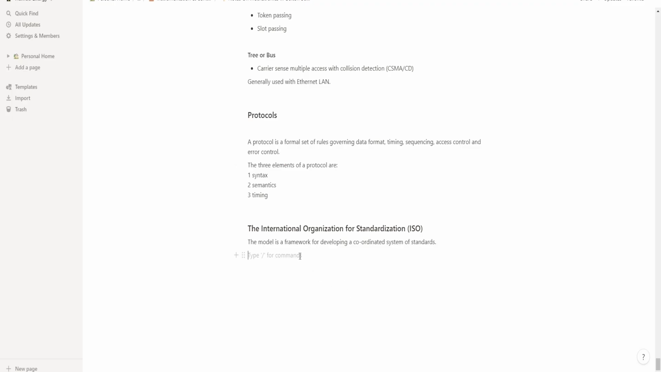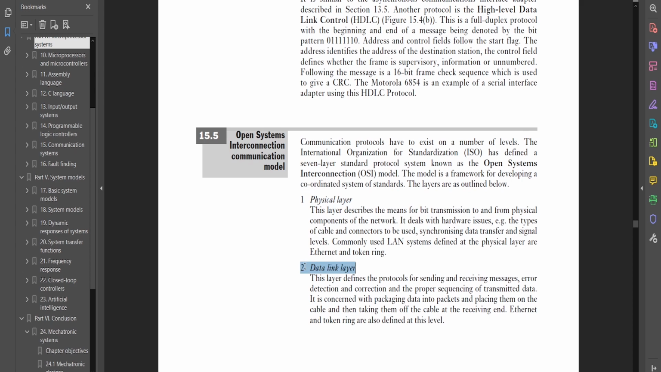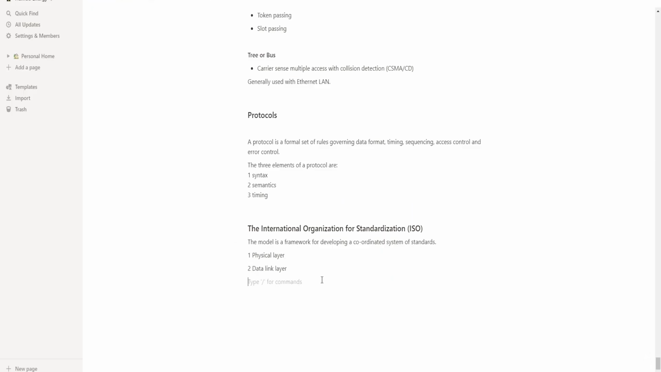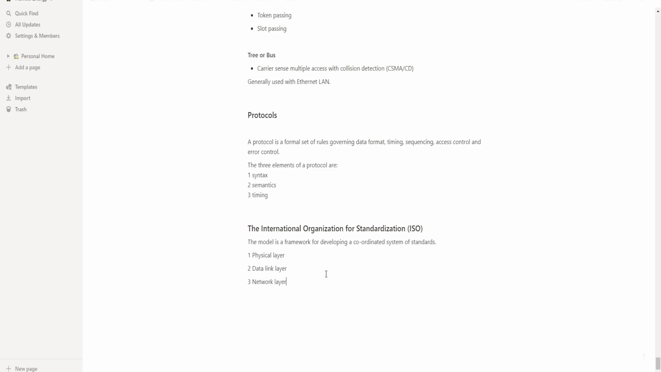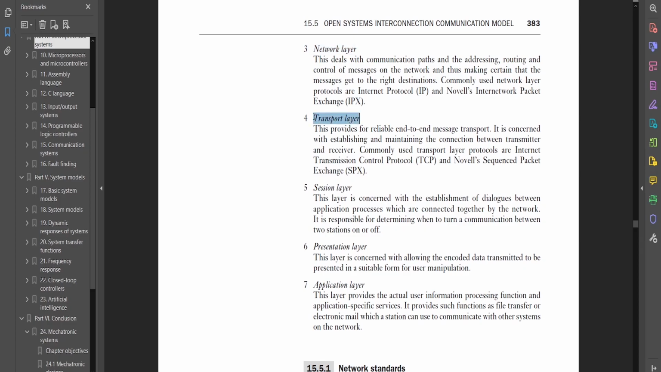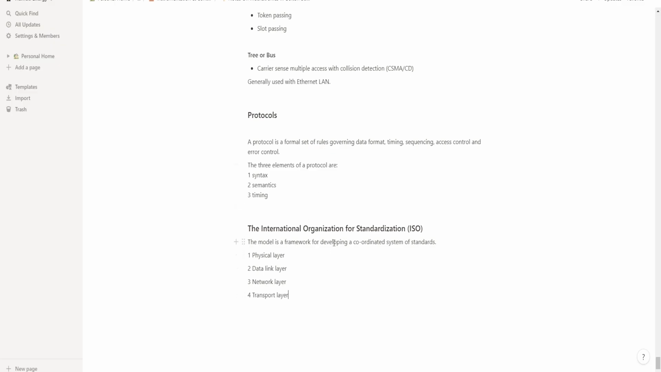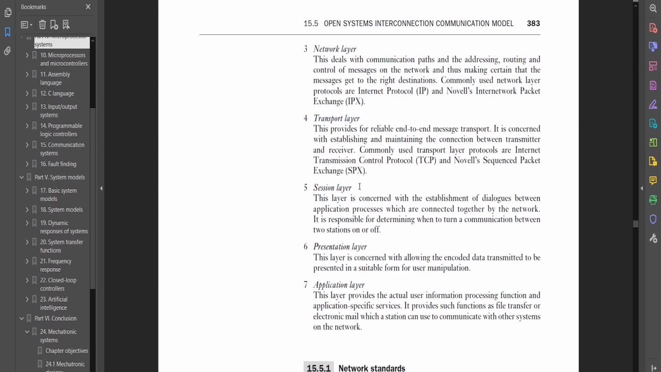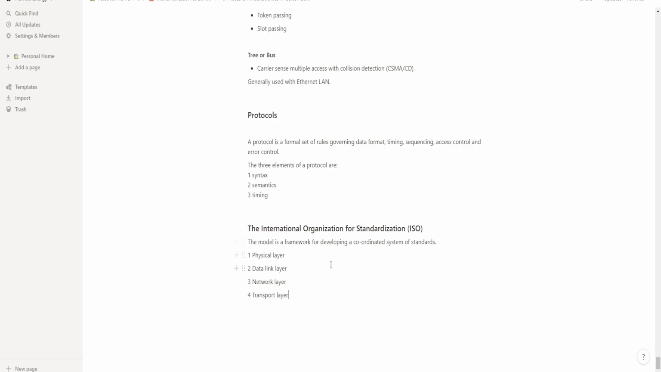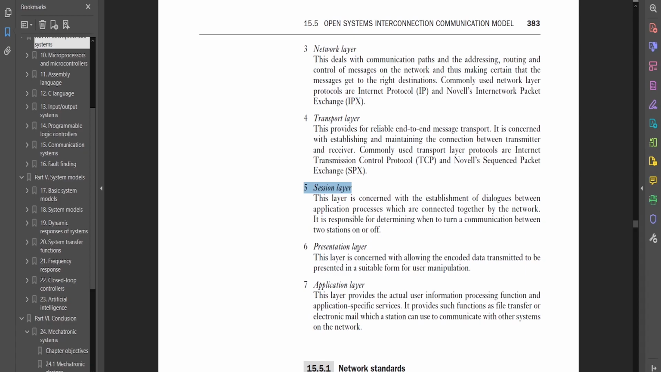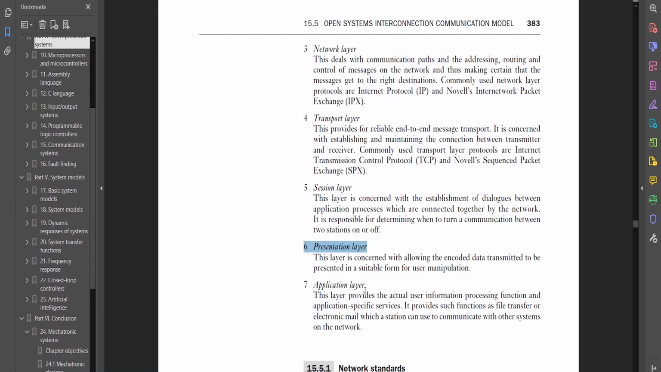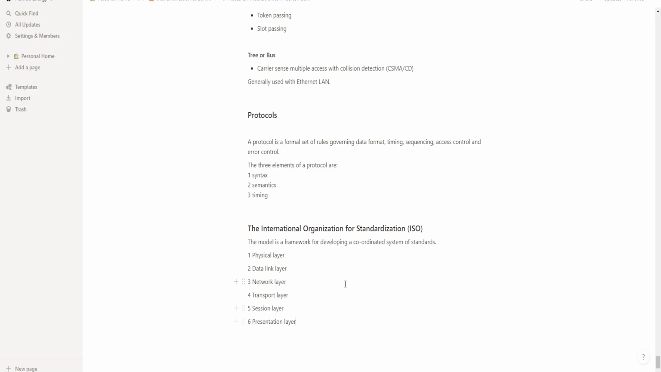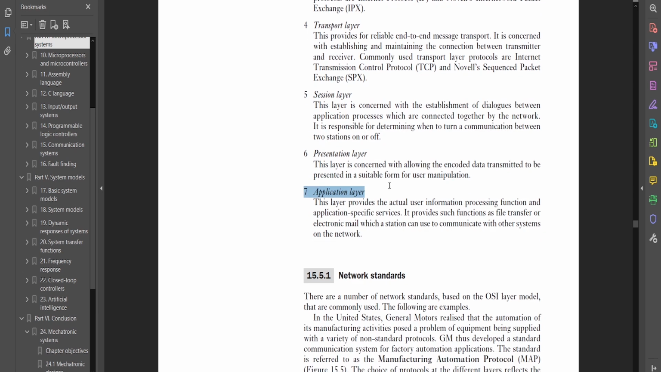Okay, so number one, you've got the physical layer. Number two, you've got the data link layer. Number three, you've got the network layer. I assume the physical layer would be like the USB fitting into the USB port, and then the data link layer would be that the data sent between them is actually understood, etc. I could just read the explanations here, but I'm not going to. Okay, so there you go. There are the 7 parts of that framework.